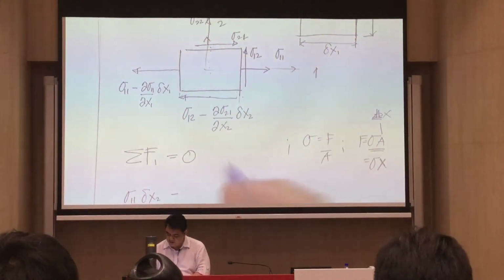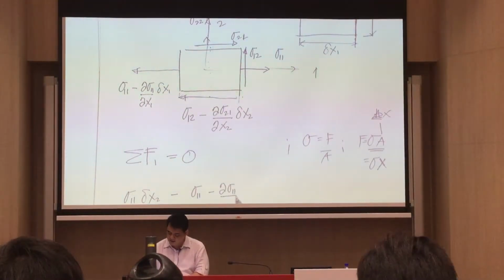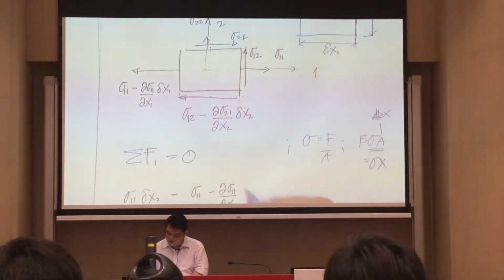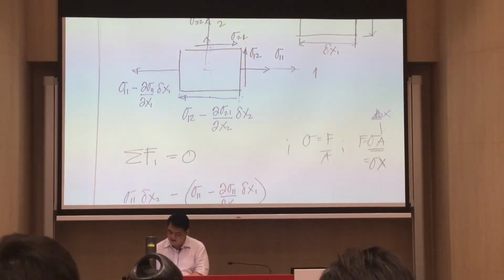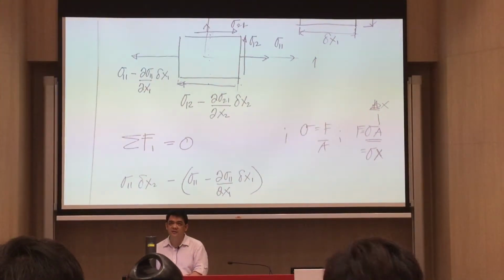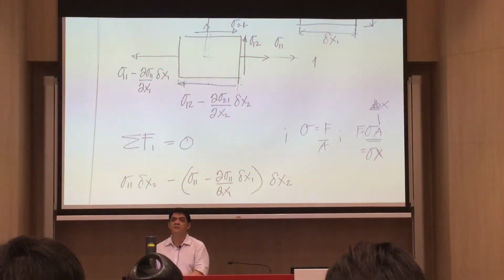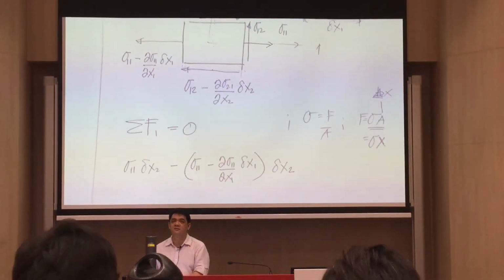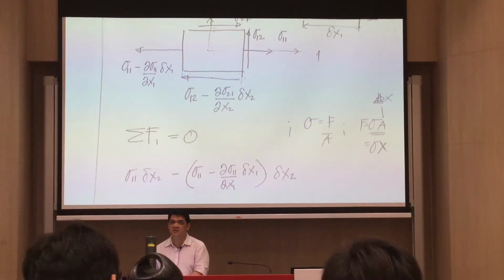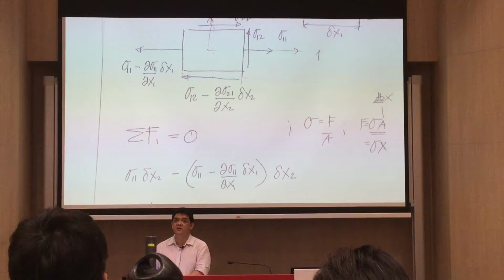And then this one now is sigma 1,1 minus partial sigma 1,1 with respect to x1, multiplied by delta x1. This is now to be multiplied by delta x2. Yes? So what about your shear stress?